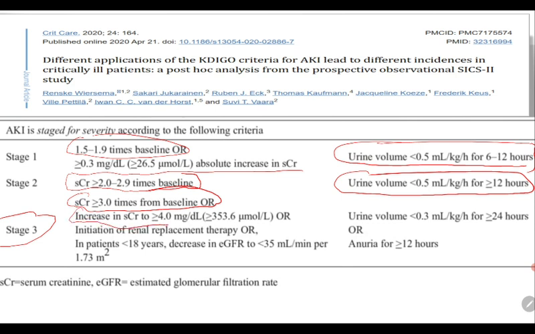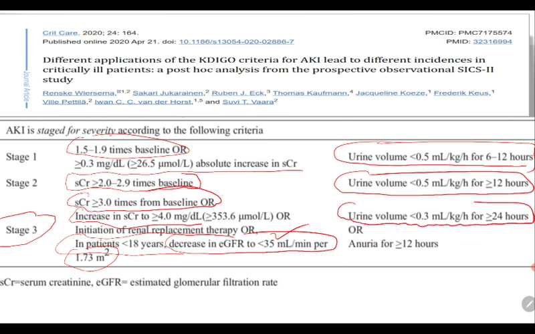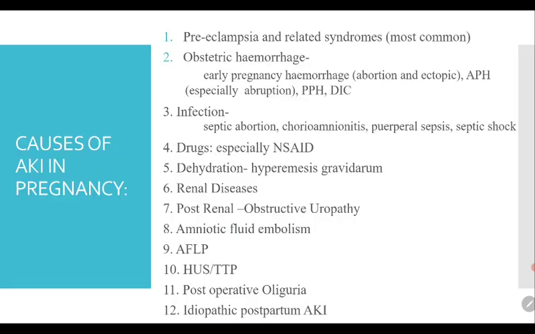Then stage 3 is serum creatinine more than 3 times baseline, or an increase in serum creatinine to more than 4 milligram per deciliter, or initiation of renal replacement therapy, or if the patient is less than 18 years, a decrease in eGFR to less than 35 ml per minute per body surface area, or urine volume less than 0.3 ml per kg per hour for more than or equal to 24 hours, or anuria for more than 12 hours. Okay.